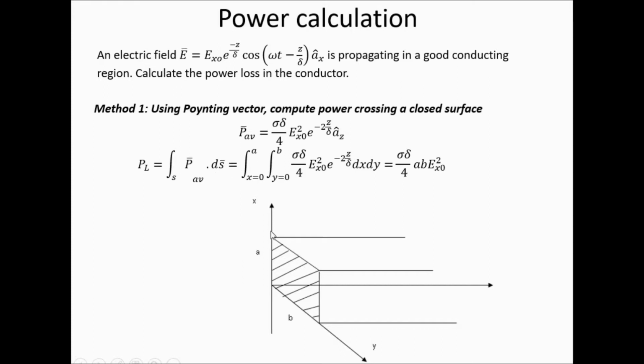For this surface integration, this side is dy and this side is dx, so we write dx dy. x is integrated from 0 to a, and y from 0 to b. We integrate this and we get the power loss in this system as delta sigma over 4 a b E x0 squared. So in this method, we are measuring how much power is flowing out of a closed surface, using the Poynting vector.